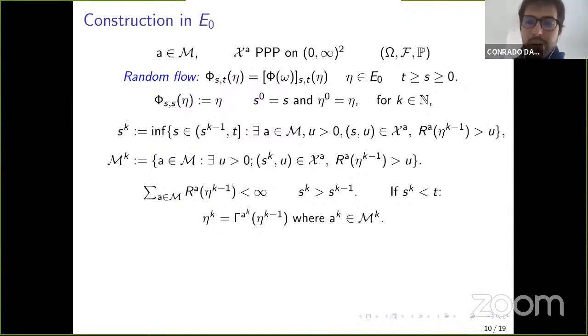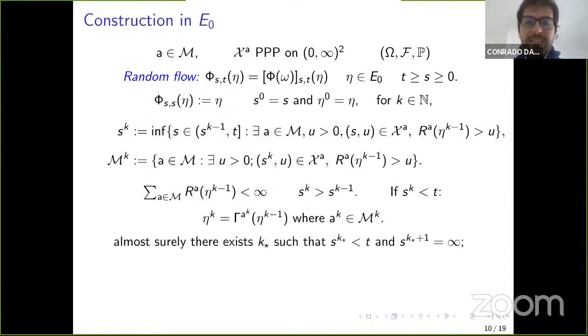There will come a point where we will not find an s_k less than t. In that case, we're looking at the infimum of the empty set, which is by convention infinity, and that will tell us when to stop. This depends on our Poisson processes omega, but there is a finite number of transitions that we'll perform, and afterwards we stop. We set our flow of our configuration eta across time s and t to be this final state here, eta to the power k star.